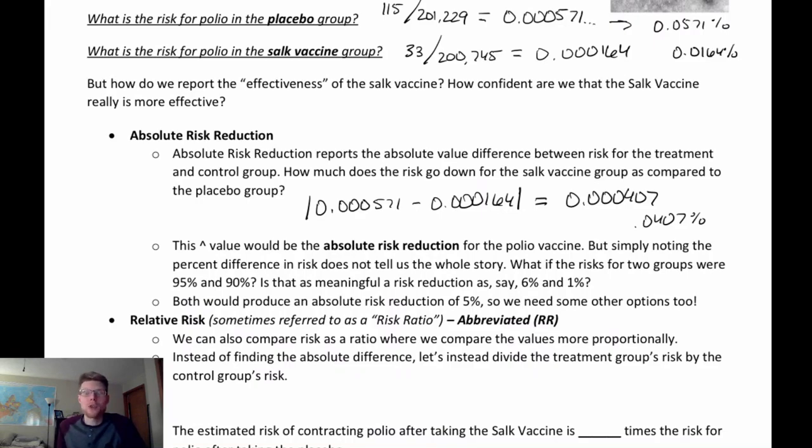And so there's another way that we can compare this difference from a different angle, and that would be with relative risk. Sometimes you hear it called risk ratio. However, in both cases, it's abbreviated with RR, and you commonly will see RR if you're reading a research paper that's measuring risk. And this is going to be measuring this ratio between the risks. So it tells us how many times riskier one condition is compared to the other.